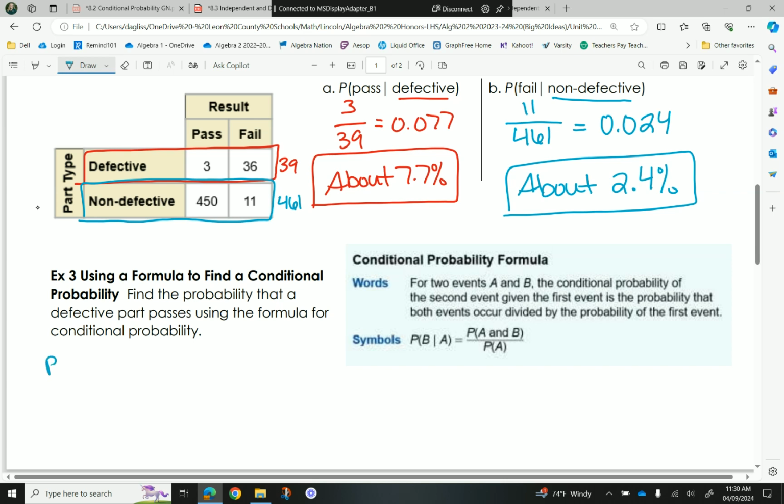So, probability of A and B divided by the probability of A. So what was the probability that they passed and they were defective? How many did that? 3 out of how many total products? How many total products were there? 500. So 3 out of everything was defective and it passed. Divided by, what was the probability that it was going to be a defective product? There's the 39.